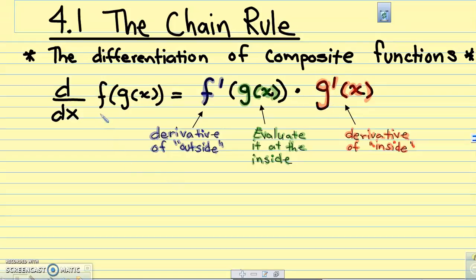If you look at the f function as the outside function and the g function as the inside function, you can say the derivative of the outside evaluated at the inside function times the derivative of the inside function. Okay?